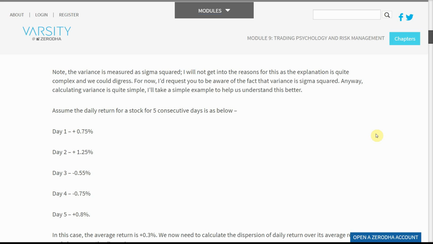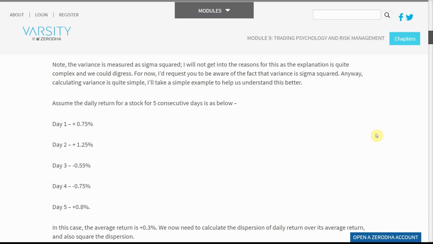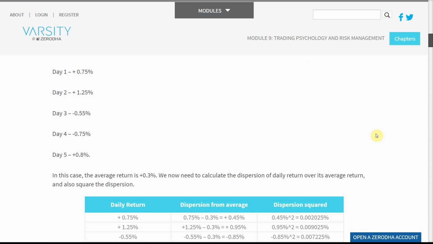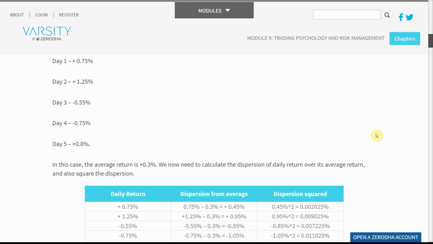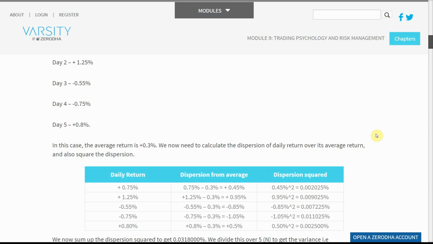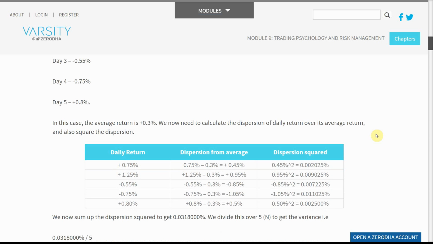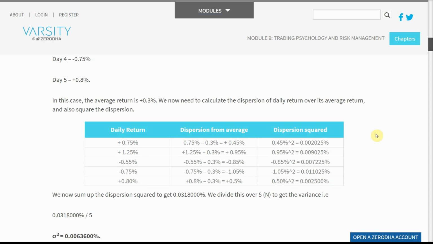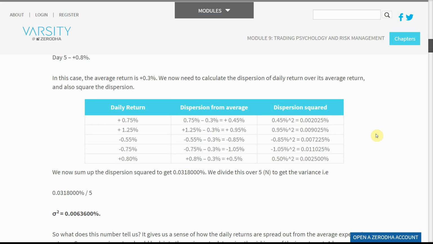Anyway, calculating variance is quite simple. I'll take a simple example to help us understand this better. Assume the daily return for a stock for 5 consecutive days is as below. Day 1: plus 0.75%. Day 2: plus 1.25%. Day 3: minus 0.55%. Day 4: minus 0.75%. Day 5: plus 0.8%. In this case, the average return is plus 0.3%.